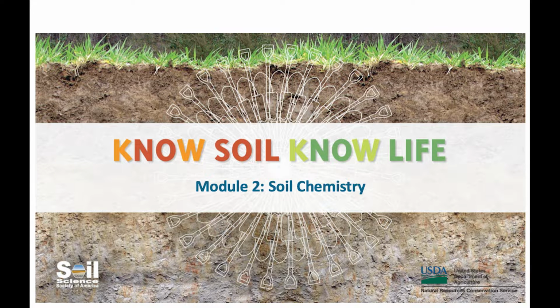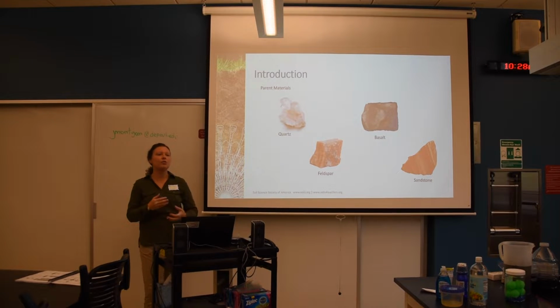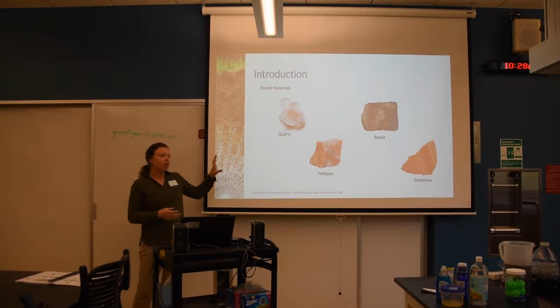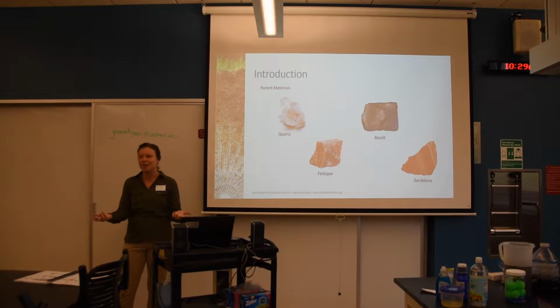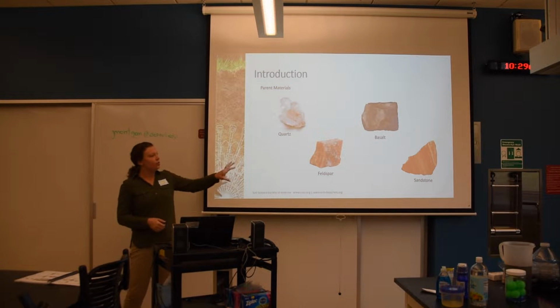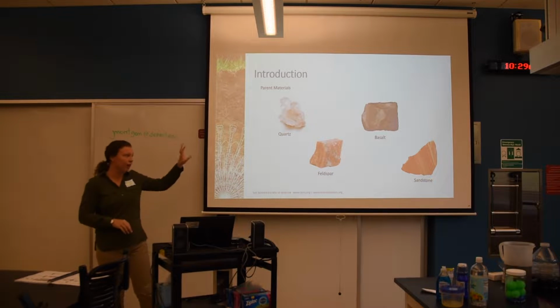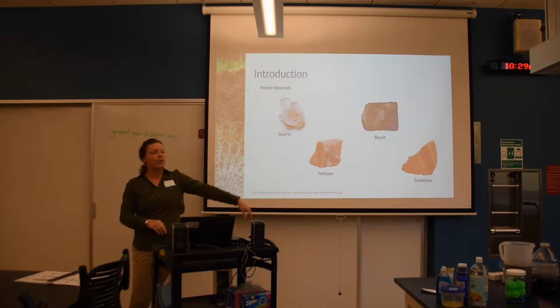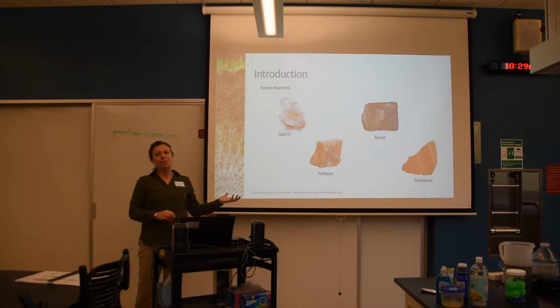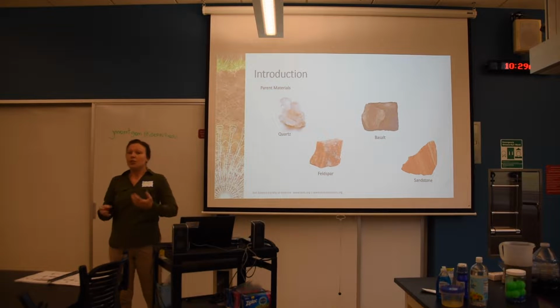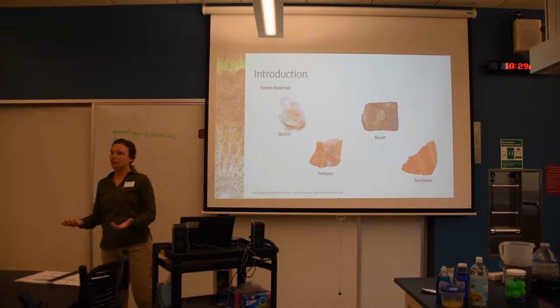So I'm going to begin with just a review of one of the things that Meninder just talked about, and that's where soil comes from. So these are 4 different minerals, and if you ever took a geology course, you've probably seen things like this, or been to a museum, anything like that. But this is 4 different types of minerals. We've got quartz, feldspar, basalt, and then sandstone. And each of these different types of minerals could serve as parent material for soils.